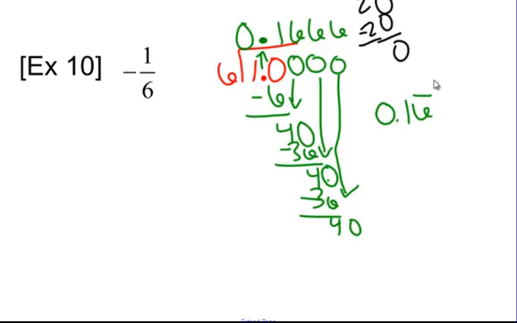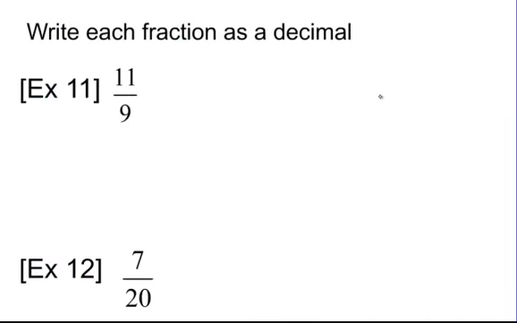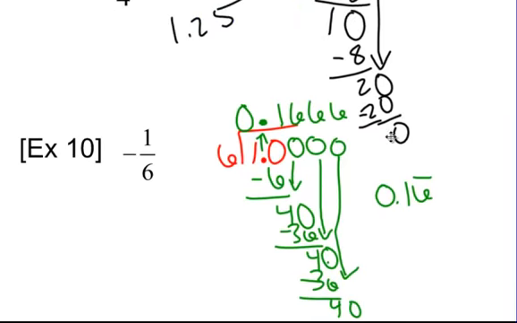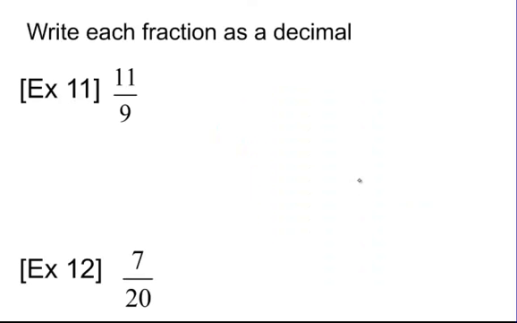And remember, from the definitions earlier, a rational number is decimals that terminate or repeat. So we know that this is a rational number because it's a repeating decimal. Okay, 0.16 repeating. And remember, that's negative, so it's negative 0.16 repeating. Okay, try these two on your own.